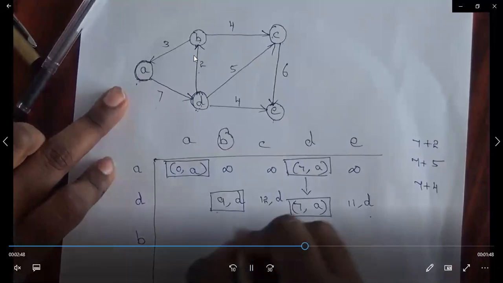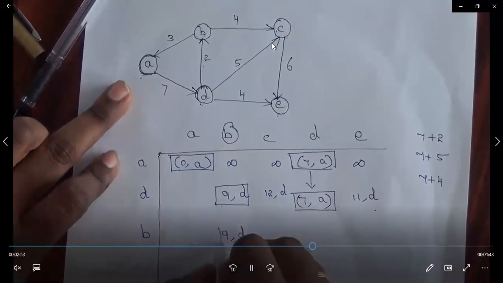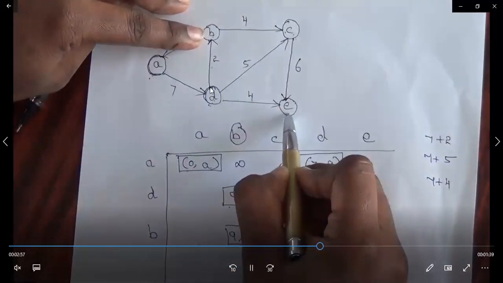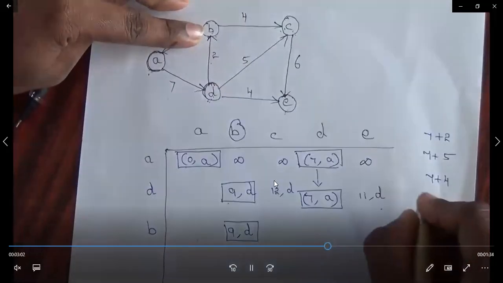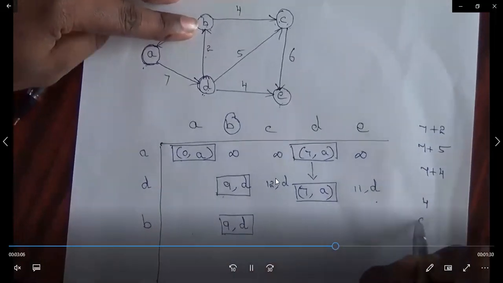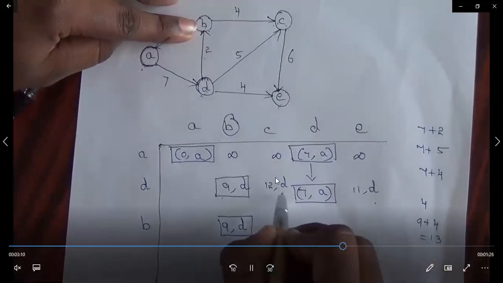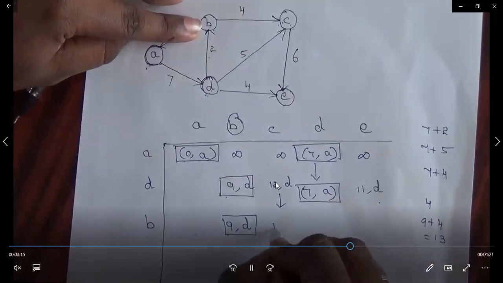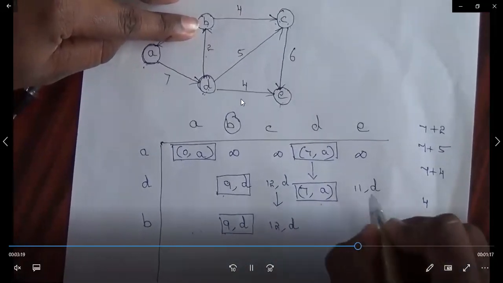Now we can take A to B, B to C also. From B it is adjacent to C, whose value is 9 plus 4, which is equal to 13. So 12 or 13, which is nearest for C? 12 is nearest, so we go with 12 only. Here B is acting as the intermediate vertex.